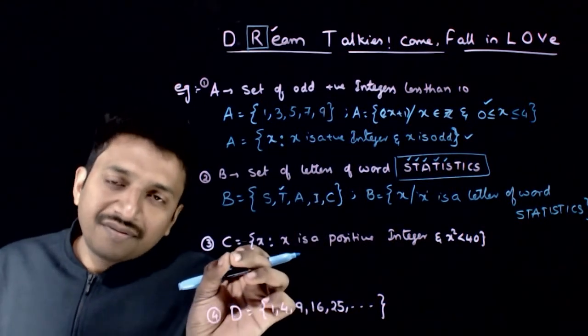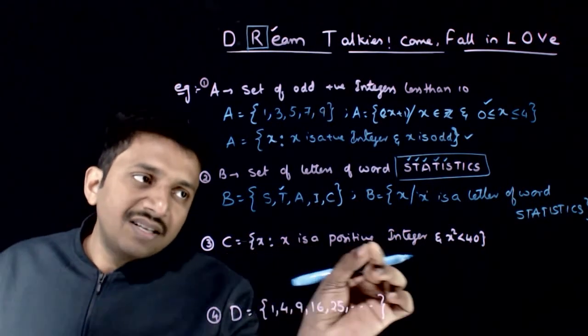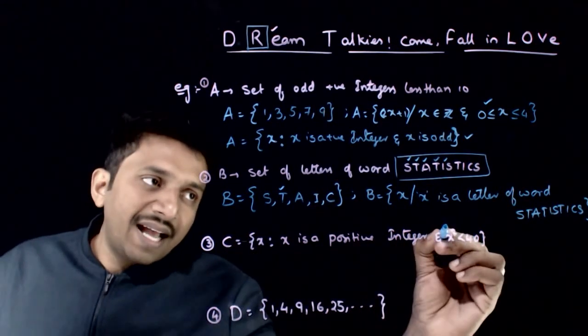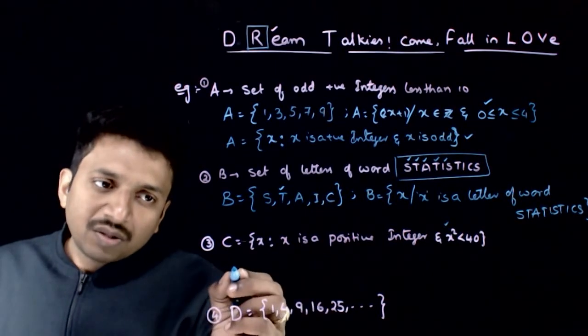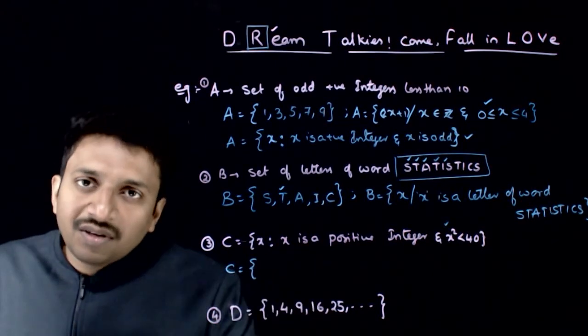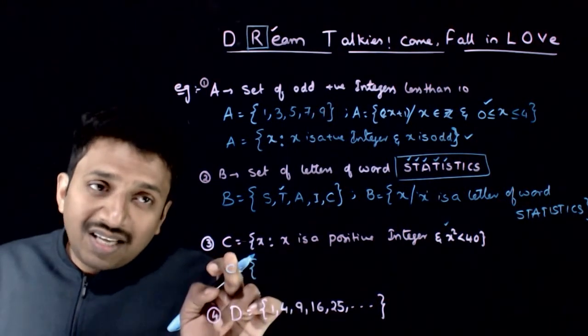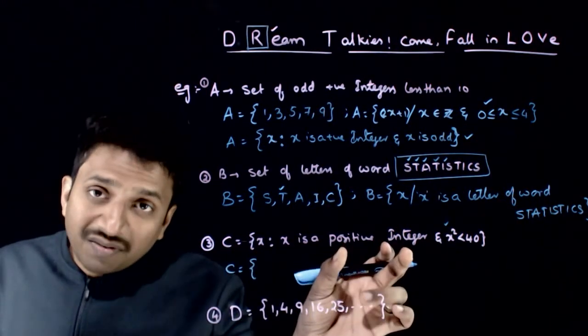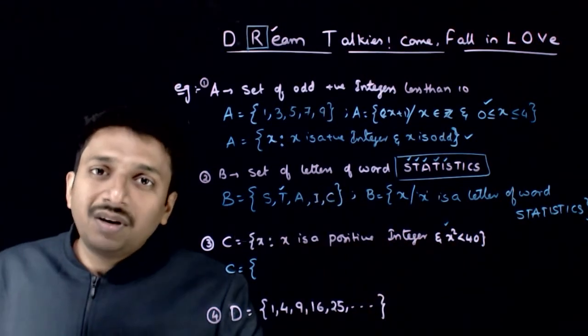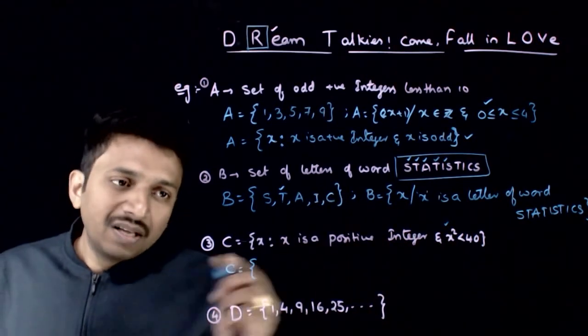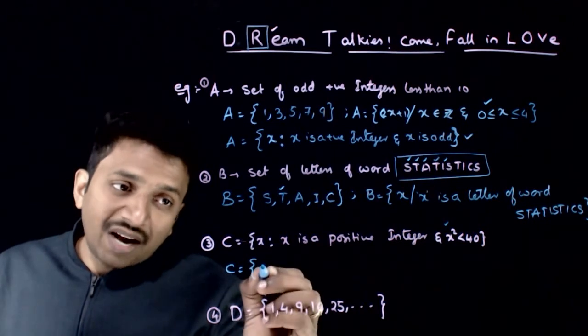So now if you have set C, X such that X is a positive integer and X square is less than 40. A set builder form is given. So what is a roster form for this? So this set C contains elements which are positive integers such that X square, when you square that number, it is less than 40. So positive integers start from 1.